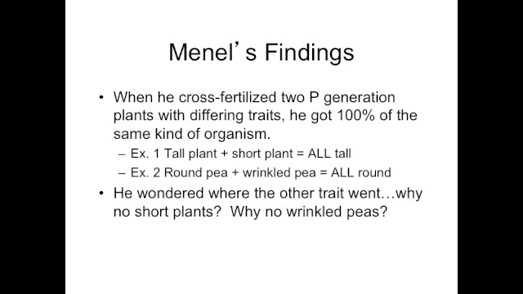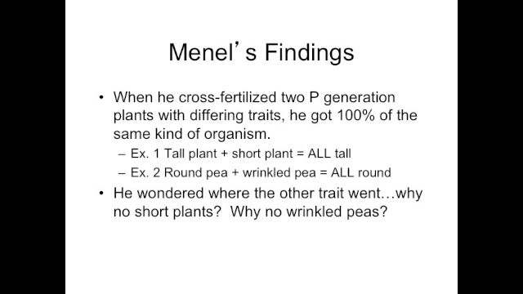To Mendel's surprise, when he cross-fertilized two parental generation plants with different traits, he got 100% of the same kind of organism. For example, when he crossed a tall plant and a short plant, all of the offspring produced were tall. Another example, when he crossed a round pea plant and a wrinkled pea plant, all of the resulting pea plants produced round peas.